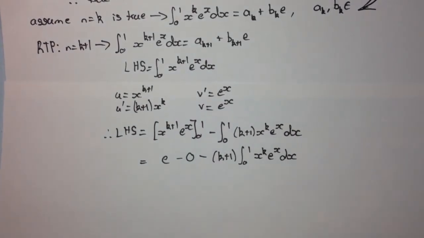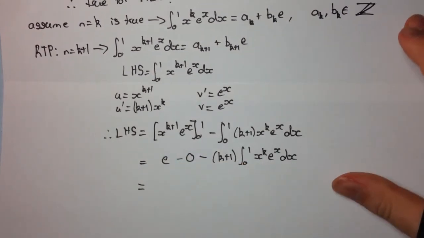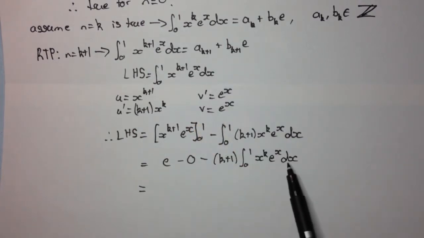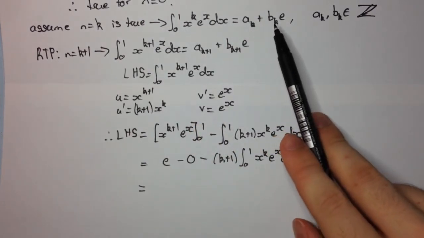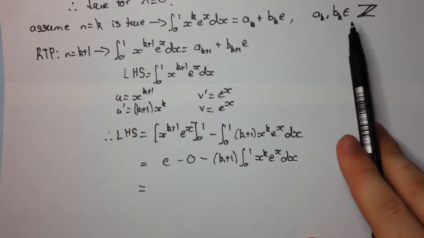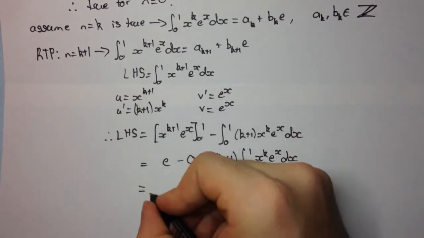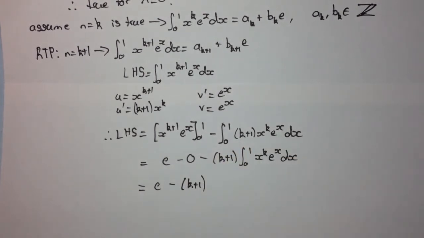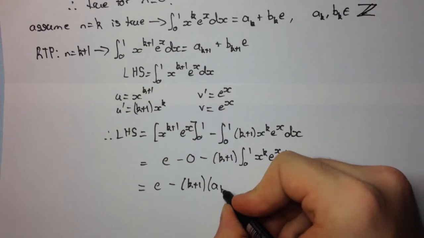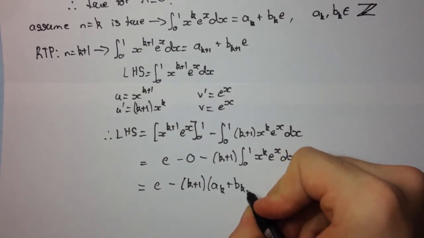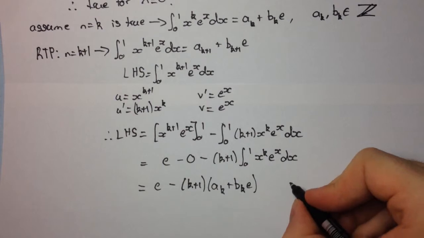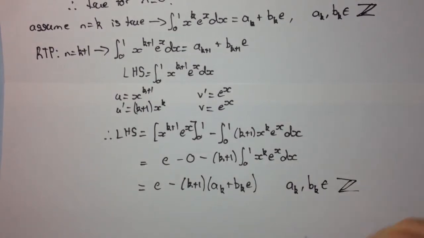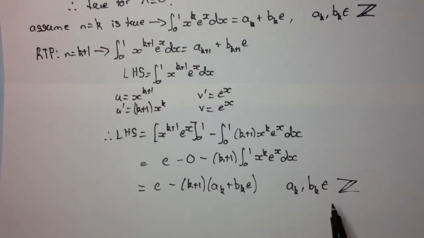Okay? But from our assumption, we just assumed that this integral, which is what we have here, was equal to a sub k plus b sub k times e, where a sub k and b sub k are integers. So this is going to be e minus 0, we don't need to write, minus k plus 1 times a sub k plus b sub k e, where a sub k and b sub k were some integers. Right? This is our assumption. This was the main part of our assumption.